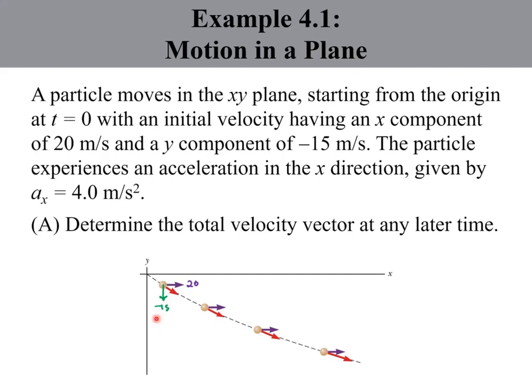So the initial velocity at the x-axis is 20 meters per second, and the initial velocity at the y-axis is negative 15 meters per second. It also has an acceleration on the x-axis equal to 4 meters per second squared, and it doesn't mention anything on the y-axis, so ay equals 0. So, determine the total velocity vector at any later time.